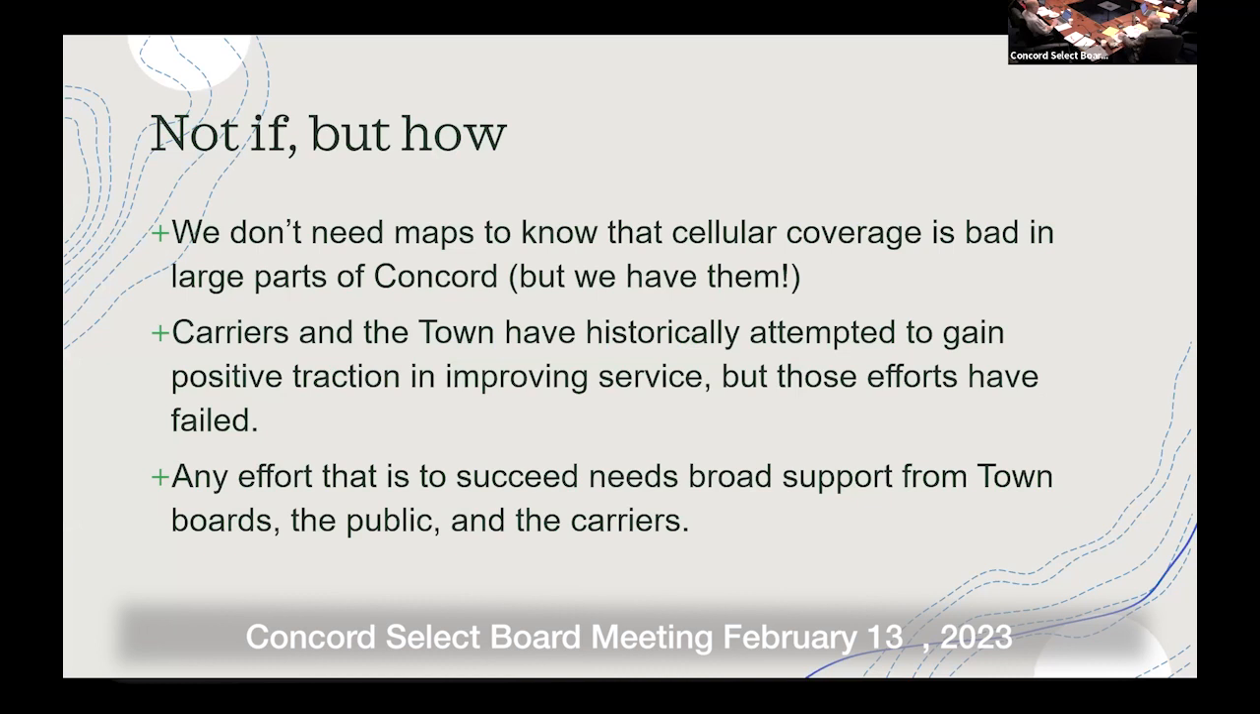So we wanted to frame this as not if, but how. We know that there's a problem. We know that we're going to address it. How are we going to get there? There are 4 primary cellular carriers today: Dish, AT&T, T-Mobile, and Verizon. We're going to talk a lot about Verizon today because there are noticeable gaps in Verizon coverage, but I did want to mention the 4 main carriers.